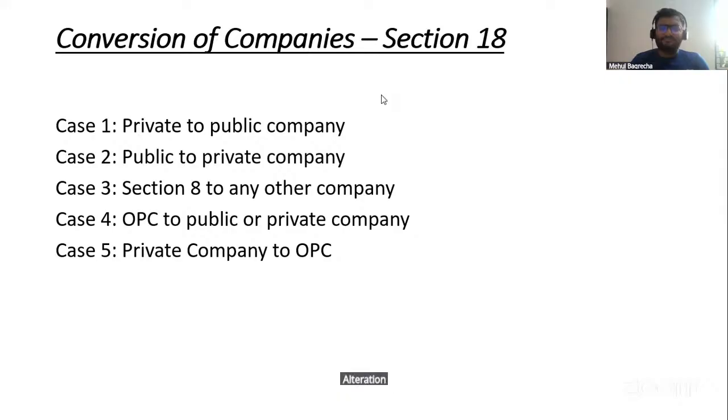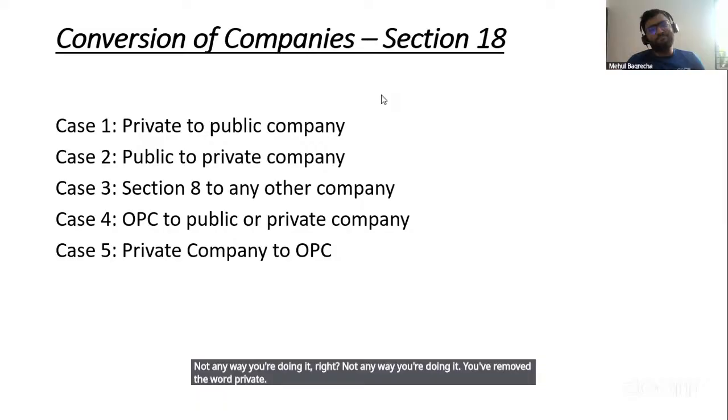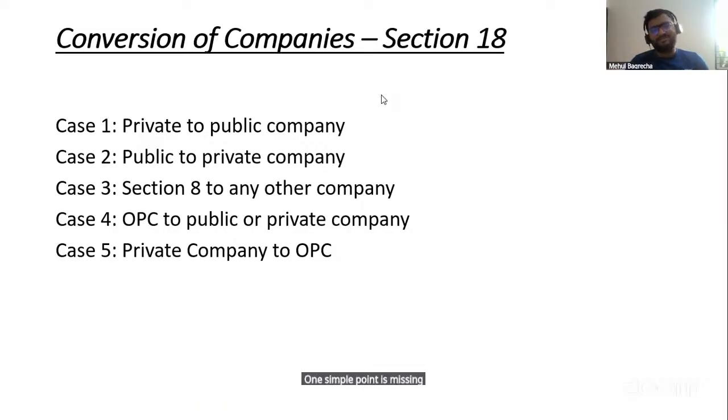Alteration of MOA. What is the alteration in MOA? What will you alter in the MOA? Which clause will you alter? Name. That clause, anyway you're doing it, right? You've removed the word private. One simple point is missing here. Let's see how many of you crack this. I want to see.